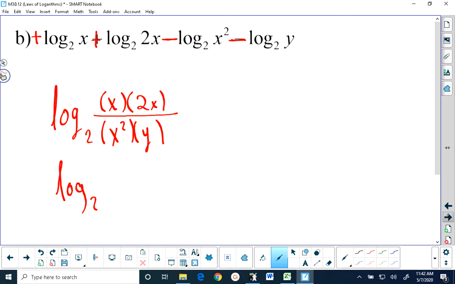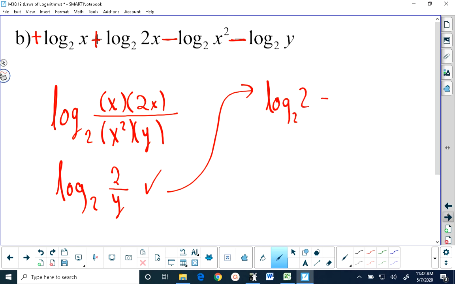The new argument, I have 2x squared over x squared y. All of the x's cancel, and I'm left with 2 over y. And that's the answer. Or I could write log base 2 of 2 minus log base 2 of y. And log base 2 of 2 is the exponent to which you raise 2 to get 2. So we could have this as an answer.